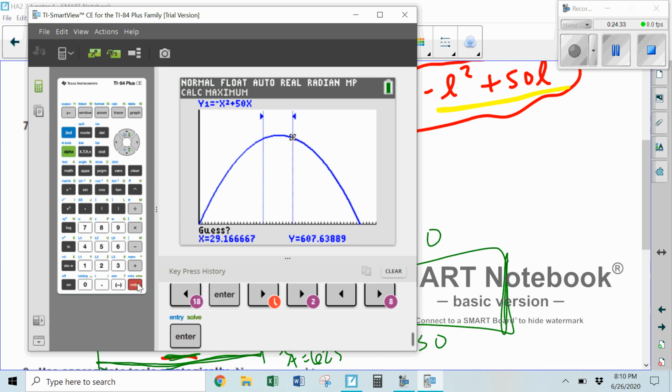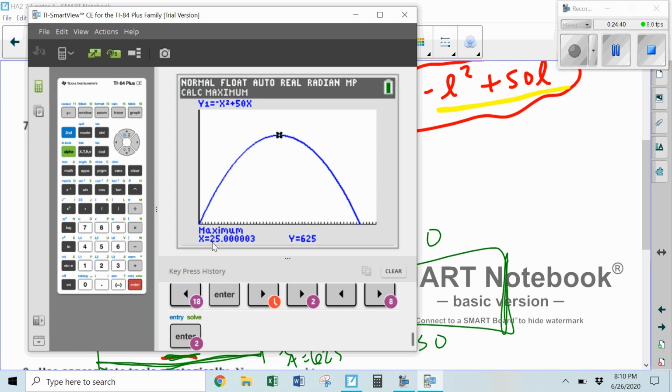Try to get close. And then it says, do I want to guess? Nope, I don't want to guess. Enter. And this is that point. The highest maximum point is a length of 25 and an area of 625. Now, I don't know why it says 3 at the end. It should just be a 0. Sometimes your calculators go to several decimal places and they're not always accurate out that far, but 25.